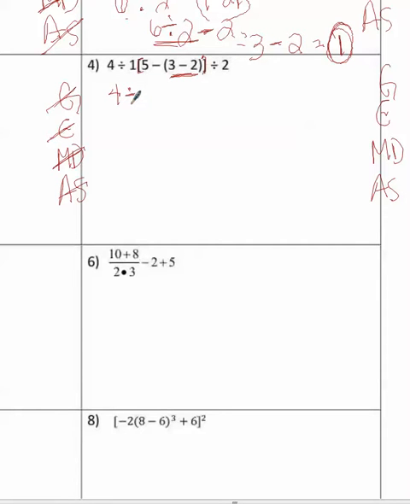So you have 4 divided by 1 times 5 minus 3 minus 2 is 1. Divided by 2. You still have groupings of 5 minus 1. So bringing everything else down, 5 minus 1 is 4. Okay, notice I kept those brackets there. You have no exponents, so now you want to multiply or divide from left to right. So in this case, 4 divided by 1 is 4.